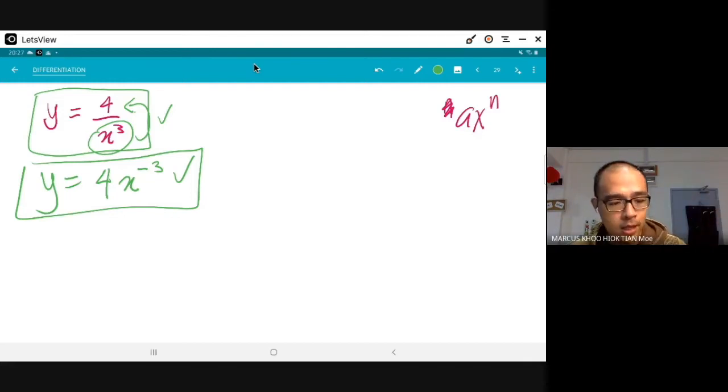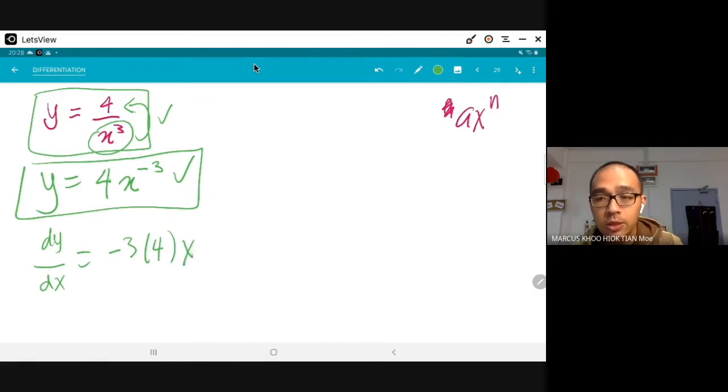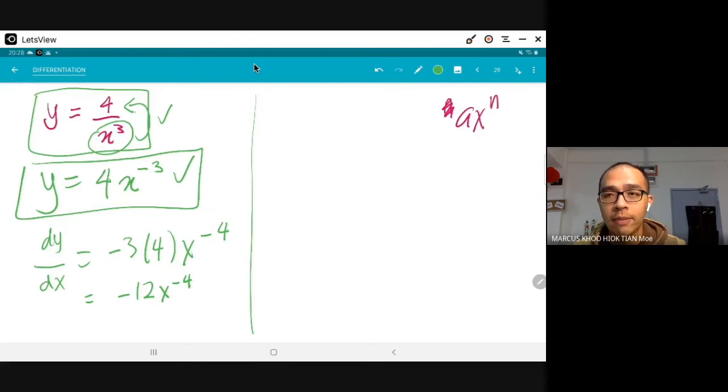So what we will get here is dy dx. Once we get this, -3 brought to the front, multiplied by 4, x to the power of -3 minus 1 will give you -4. Then you simplify from there, so you get negative 12 x to the power of minus 4. And then, as I said before, the final answer cannot be a negative power. No choice. This is the rule of the world of mathematics. So silly, but what can we do? So dy dx will equal negative 12 over x to the power of 4.